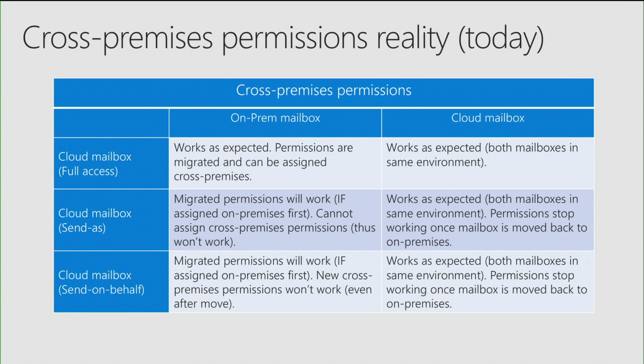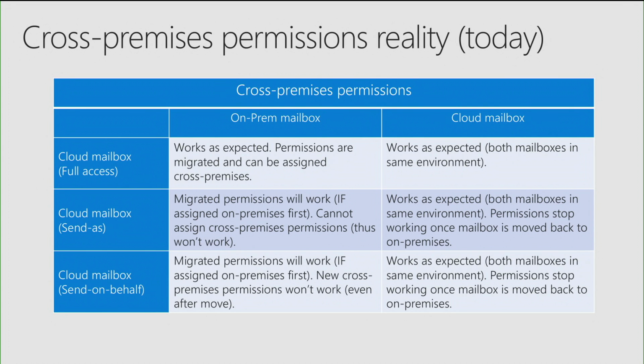If we're talking about cloud to cloud, obviously both mailboxes are in the same environment, so not cross-premises. Cloud to cloud from a send as permission perspective, again, works as expected if they're both in the same environment. If you do offboard, in other words, move one of the mailboxes from cloud back to on-premises, permissions stop working. We don't actually migrate permissions in that direction. And the same would be true for send on behalf.